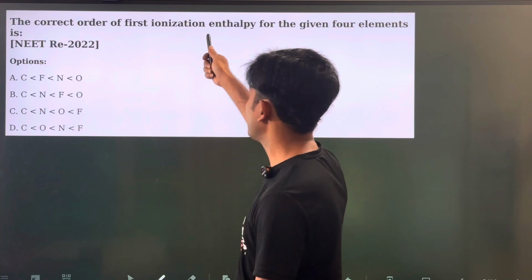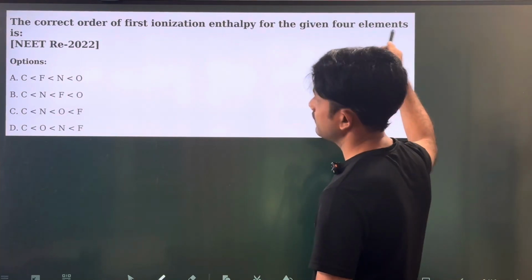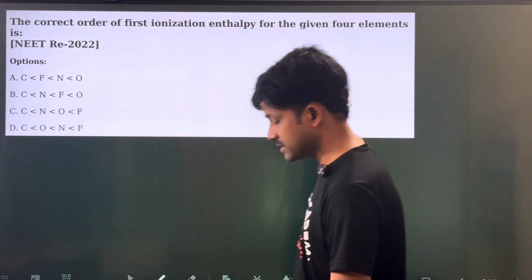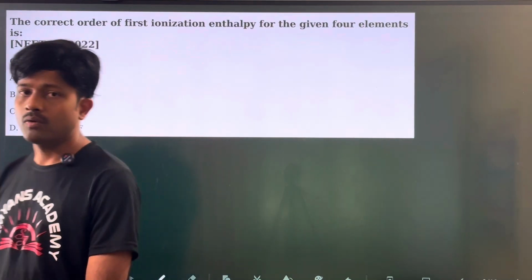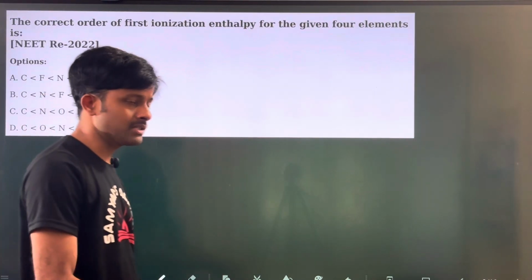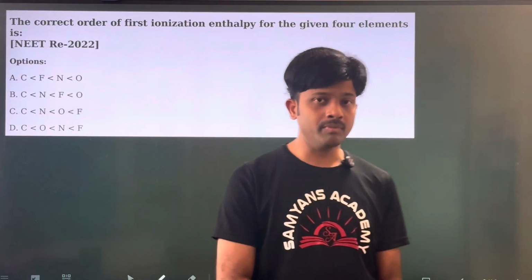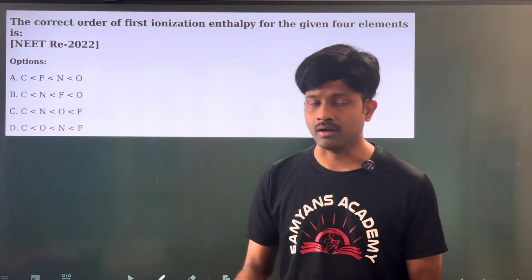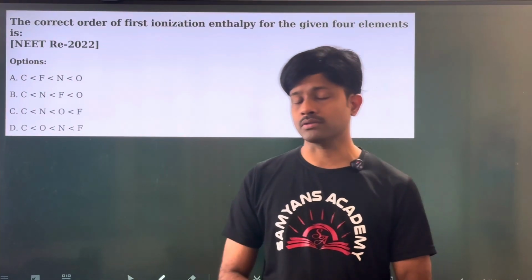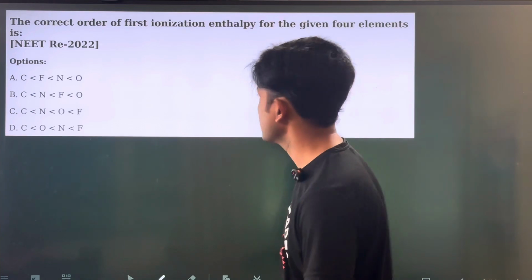The correct order of first ionization enthalpy for the given four elements is asked. What is ionization enthalpy? Already we discussed. The minimum energy required to remove an electron from the last shell of a gaseous atom is called ionization energy.